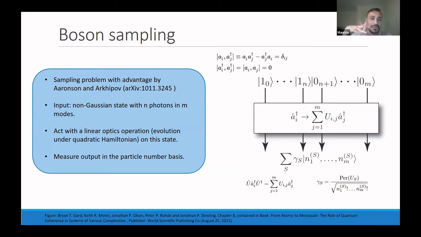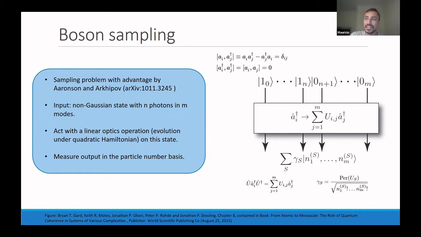I said boson sampling was one of the first ones to be proposed, by Aaronson and Arkhipov. The essential idea is the same as I explained before. You have this input state over here, which is non-Gaussian. It has n photons in n modes, and then you act with linear optics. Essentially these are operators that act linearly on the creation and annihilation operators. And then the idea is that the amplitudes of the output states you get can be written in terms of permanents of a matrix.